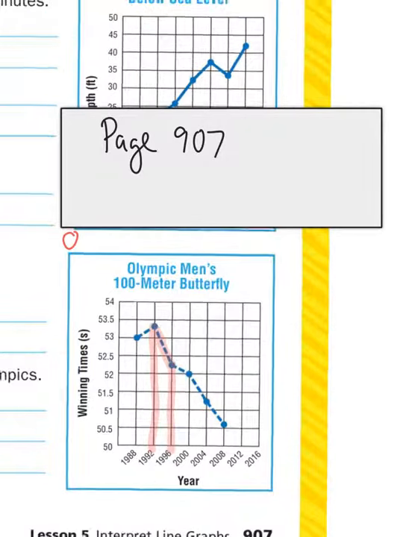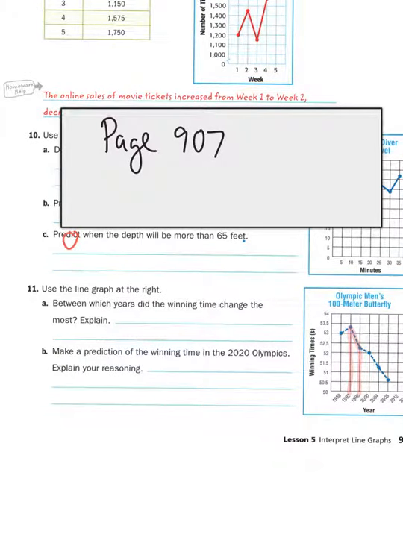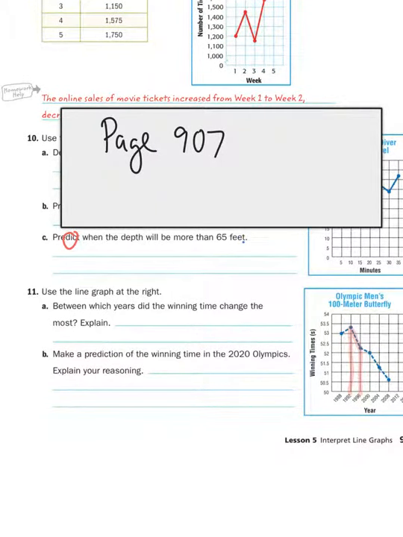So our answer for A would be from 1992 to 1996. Now, it says explain. So here's what I would say. Okay, so I said the line between these years had the steepest drop. And that's how I know that's the biggest change, is because that is the steepest drop compared to these other ones. All right, so now, remember, you could pause the video and change your answer if you made a mistake.